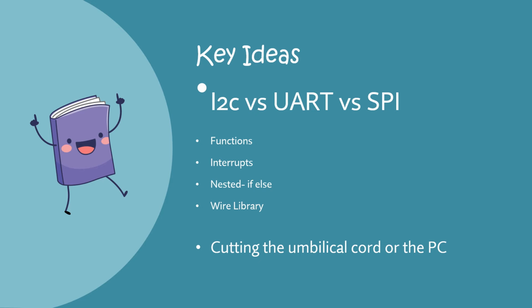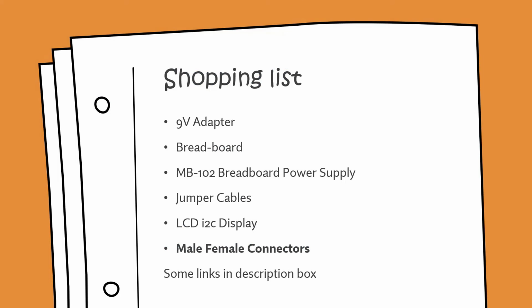And the whole purpose of all this is to see how we can cut the umbilical cord or the connection between the Arduino and the PC. And this really helps you in building mobile projects. So here's our shopping list: a 9-volt adapter, a breadboard, the MB102 breadboard power supply, jumper cables, the LCD I2C display, and male-female connectors. Some links for purchasing these will be put in the description box.